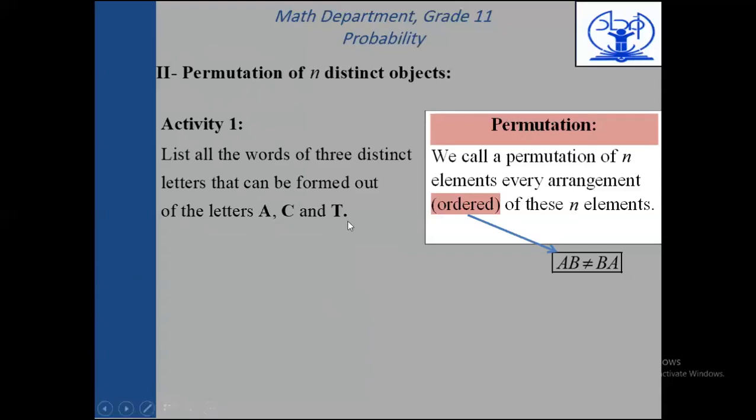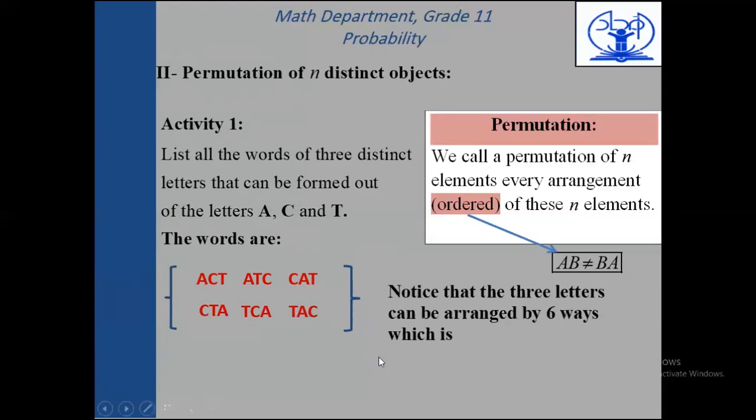You have here 3 letters and you want to permute them all without repetition. You can list them: ACT, ATC, CAT, CTA, TCA, TAC. So how many? 6. Notice that the 3 letters can be arranged in 6 ways, which is actually 3 factorial, which is 1 times 2 times 3.